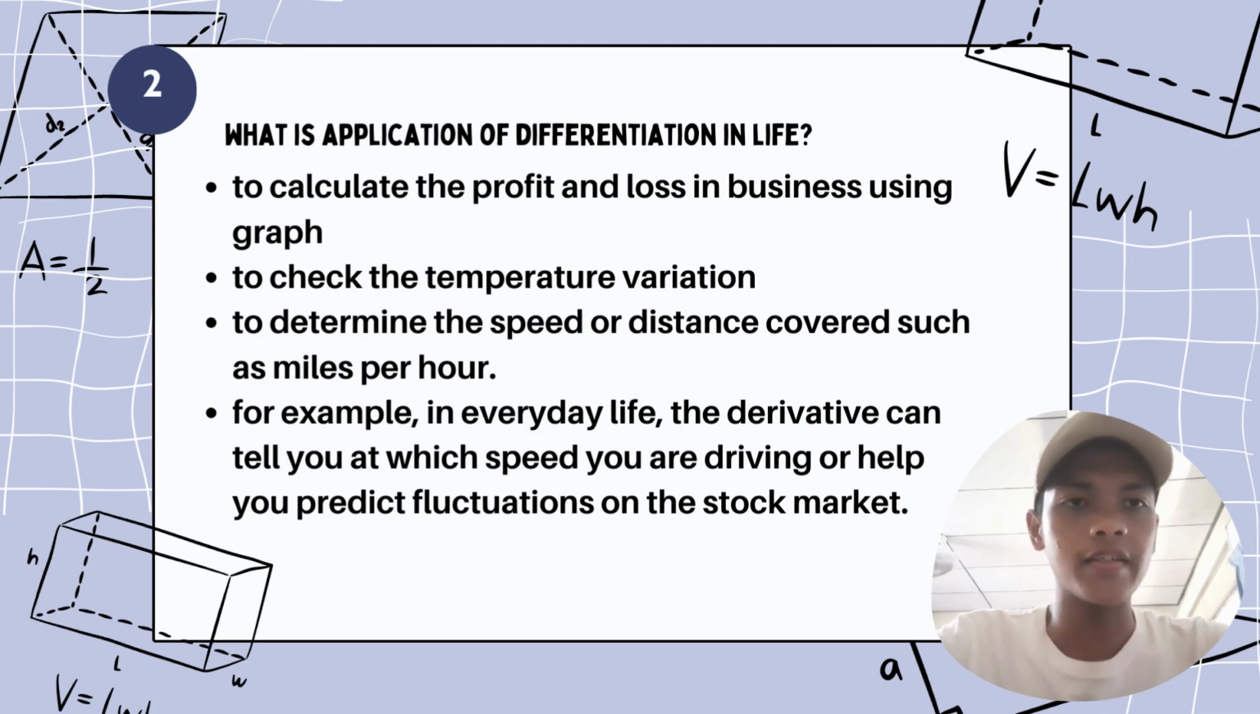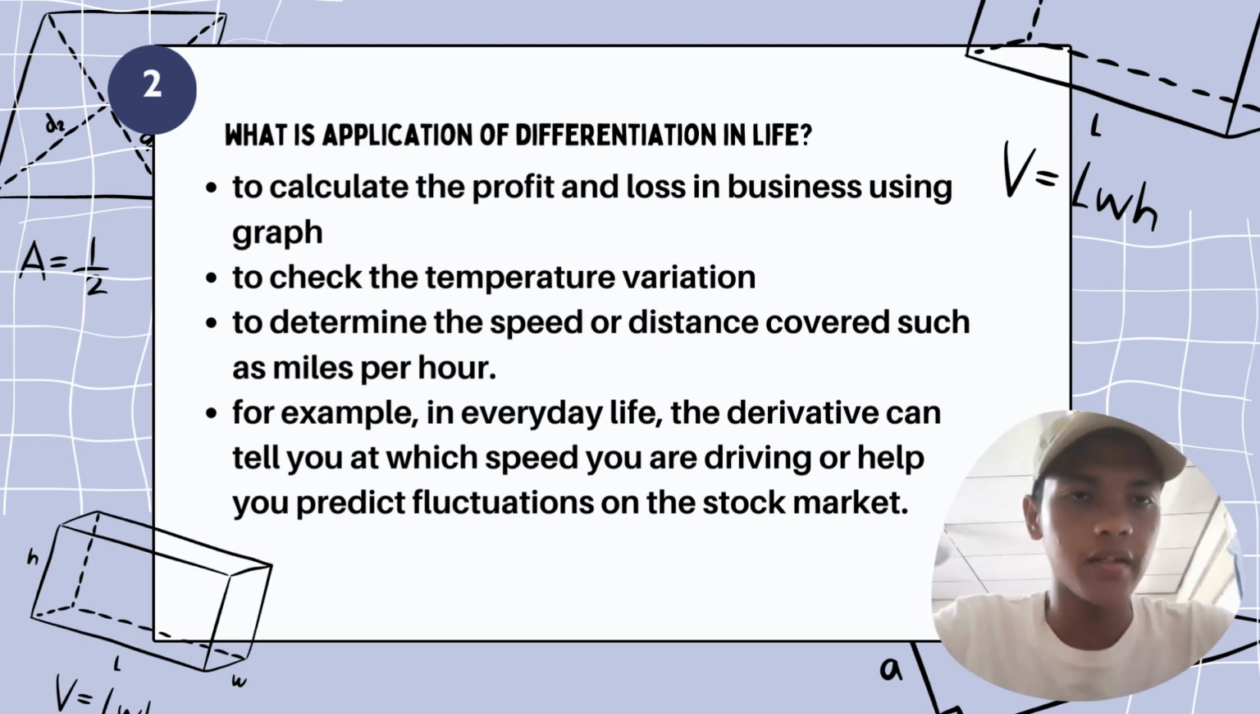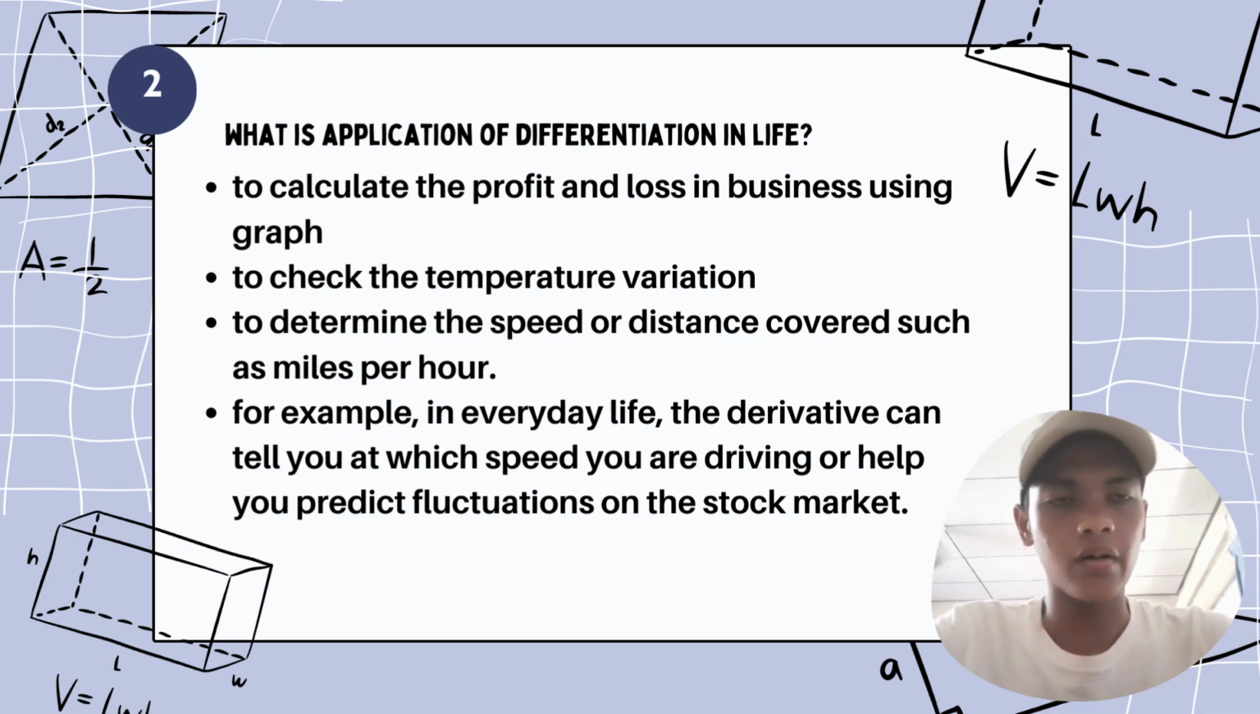Second, derivatives help us to check the temperature variation. As we know, in these modern days, there are issues about changing temperature in a few states. So derivatives help us to know the temperature and also the variance each state has. Lastly, derivatives help us determine the speed or distance covered. As an example, when we drive a car or ride a motorcycle to some place, derivatives help us to know the speed or the rate that we have used along the way to the place that we want to go.